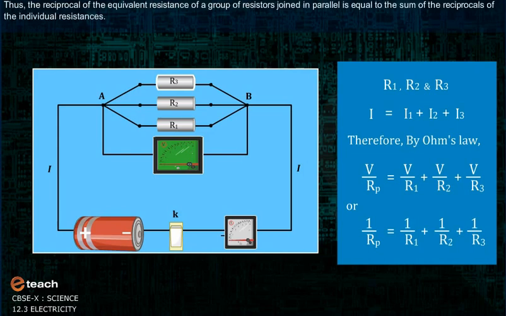Thus, the reciprocal of the equivalent resistance of a group of resistances joined in parallel is equal to the sum of the reciprocals of the individual resistances.